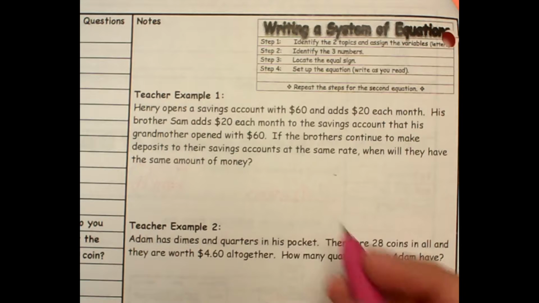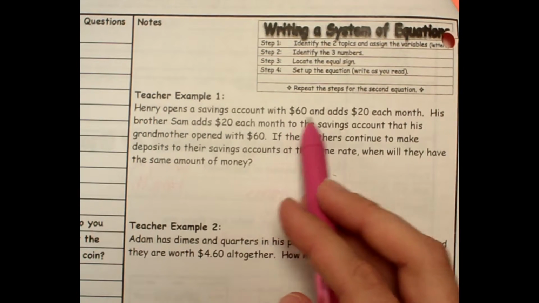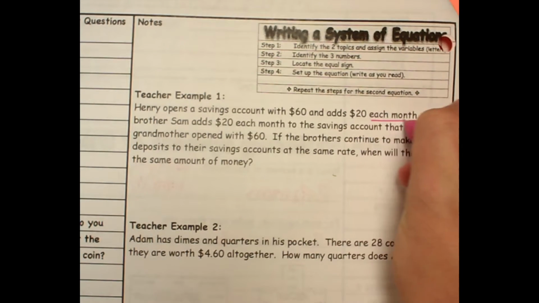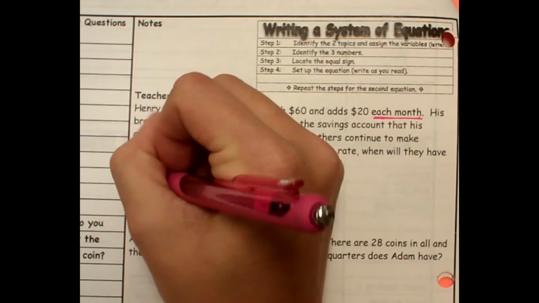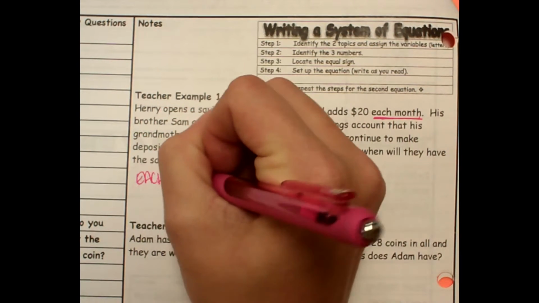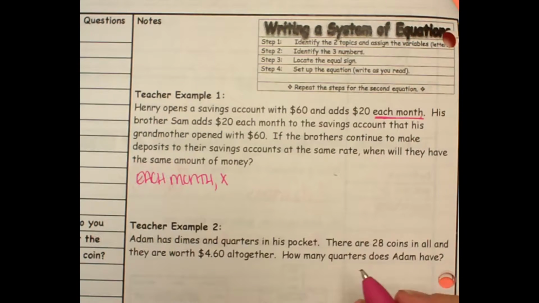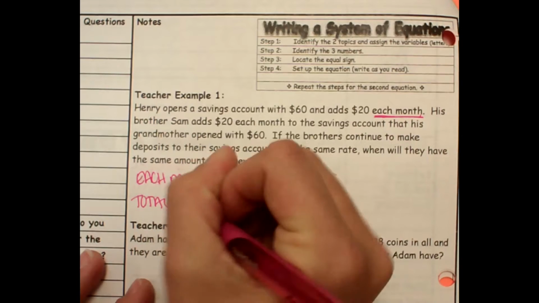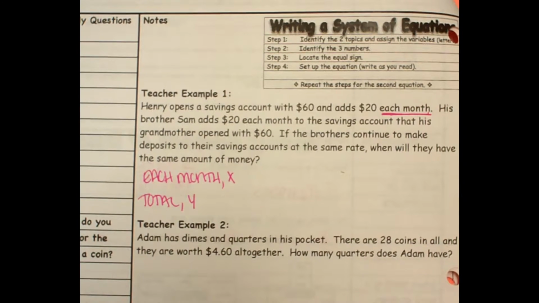So our two topics, if we're reading it: Henry opens a savings account with $60 and adds $20 each month. If you look, here is our each month. So that's going to be one of our topics. Each month, we'll call this one X. And because we're talking about savings accounts, we're going to be looking for the total. Your total, we'll call it Y, will be the other topic.